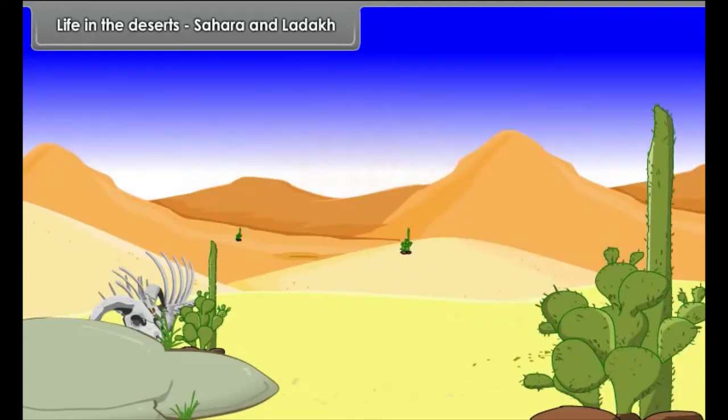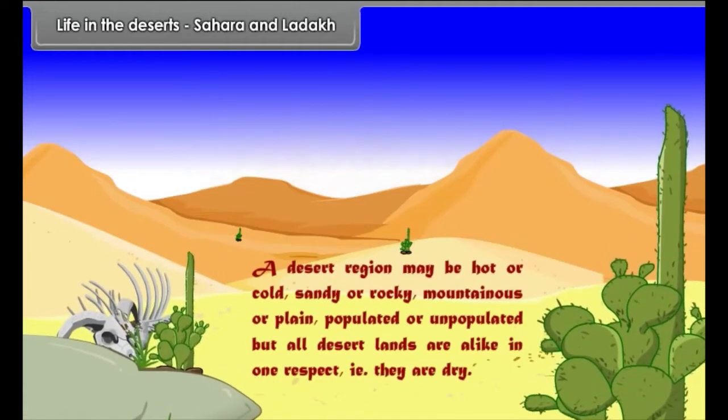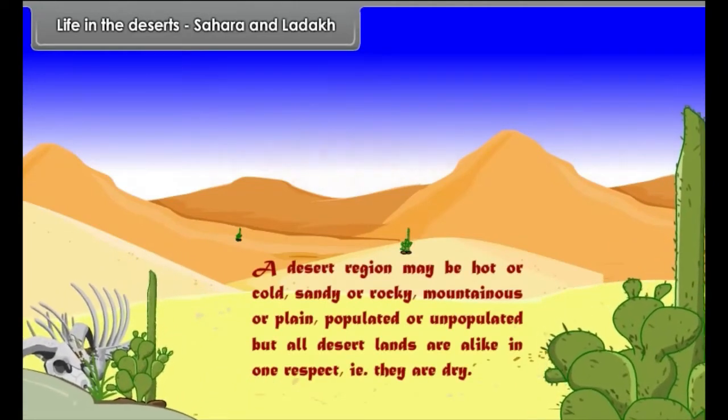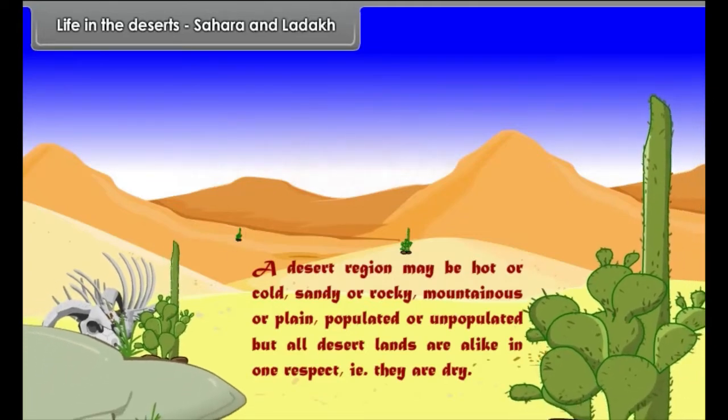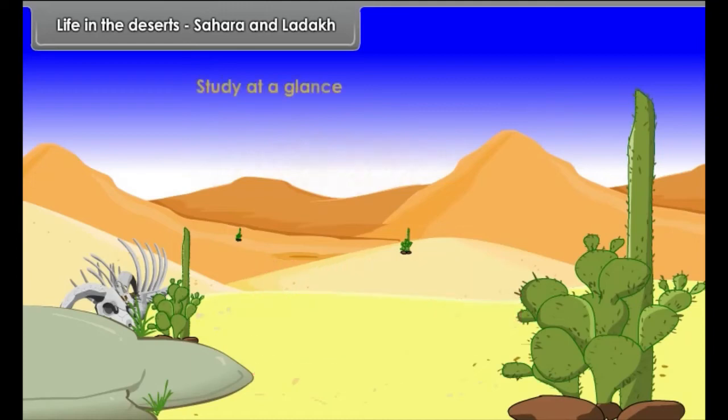Life in the deserts, Sahara and Ladakh. A desert region may be hot or cold, sandy or rocky, mountainous or plain, populated or unpopulated, but all desert lands are alike in one respect, that is, they are dry. Study at a glance: Desert, Sahara Desert, Ladakh.